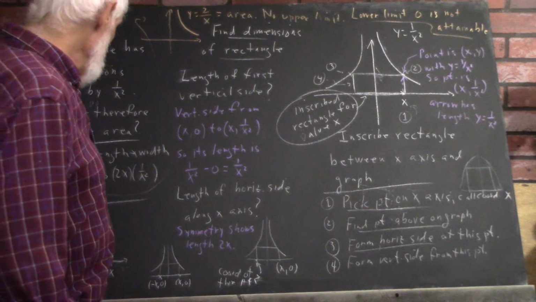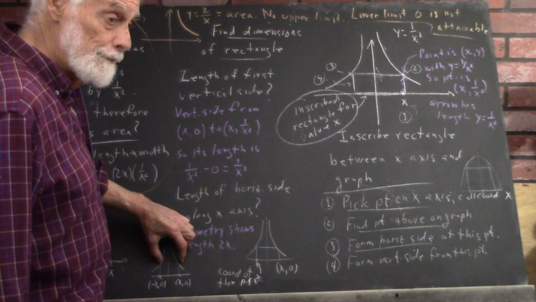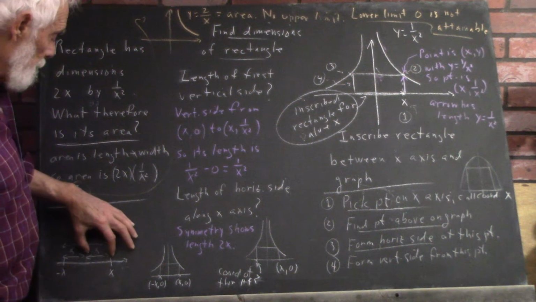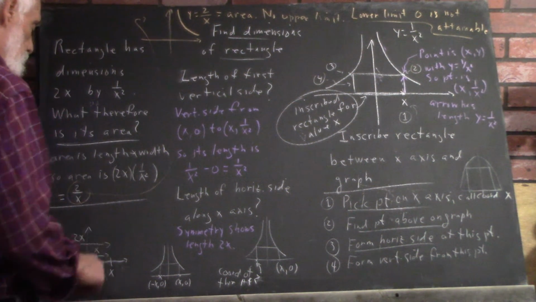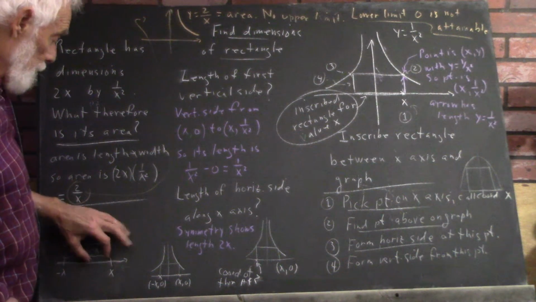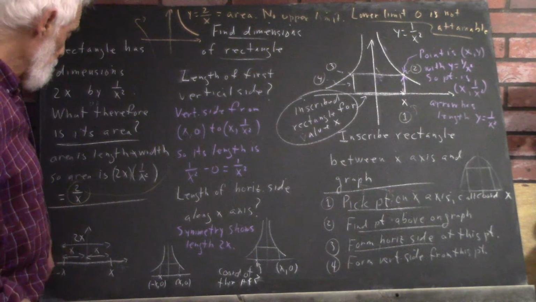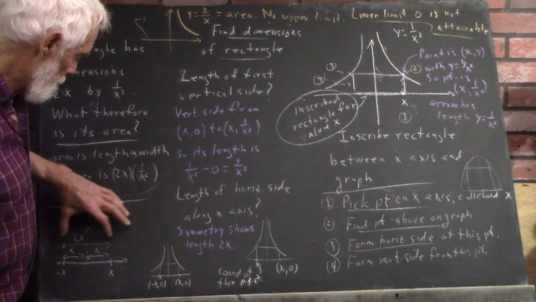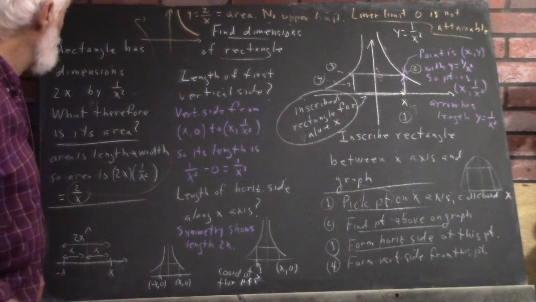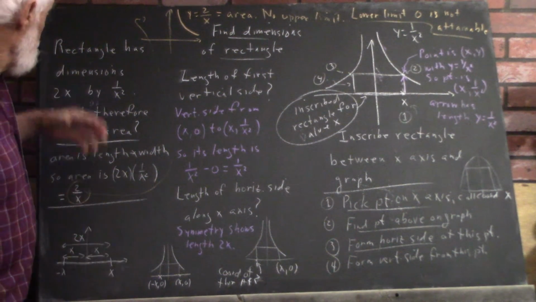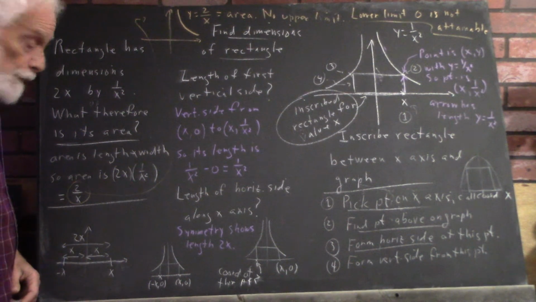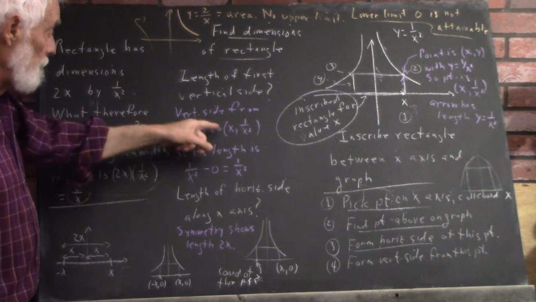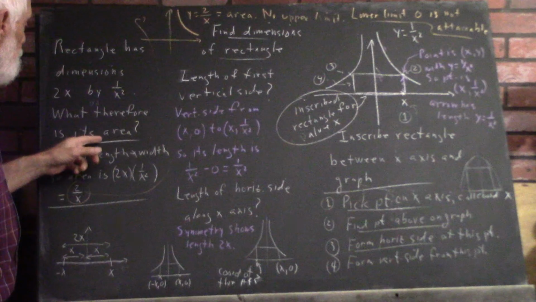So right there are the coordinates of the 2 points. And then the question is, how long is this side? Well, just from negative x to x, the distance from the origin to x, and this would be our y-axis, is just x. And the distance from negative x to the origin is just x. So the length of the side is 2x. Okay, now we know the dimensions of the rectangle. It's 2x in this direction by 1 over x squared in this direction. What therefore is its area?